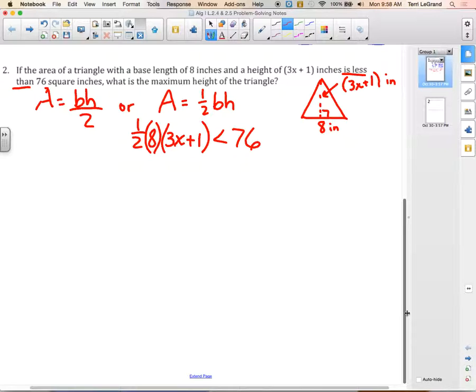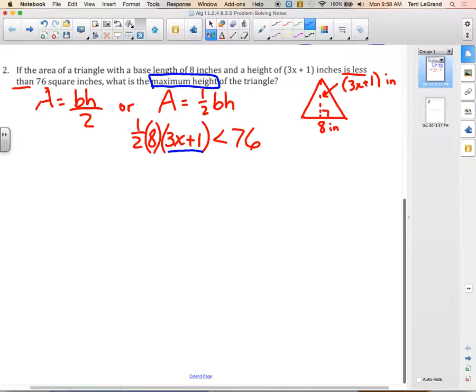Look at what our question is. What is the maximum height? So what in this represents height? This part right here is the height, isn't it? So do we have to solve this all the way down and figure out what x is, do you think? No. Let's just do this part right here.